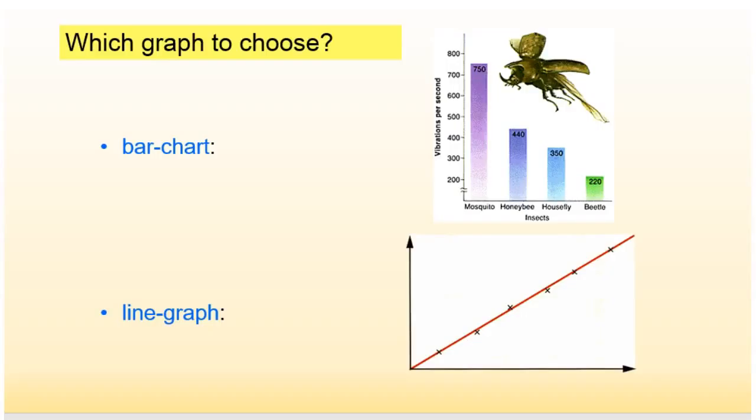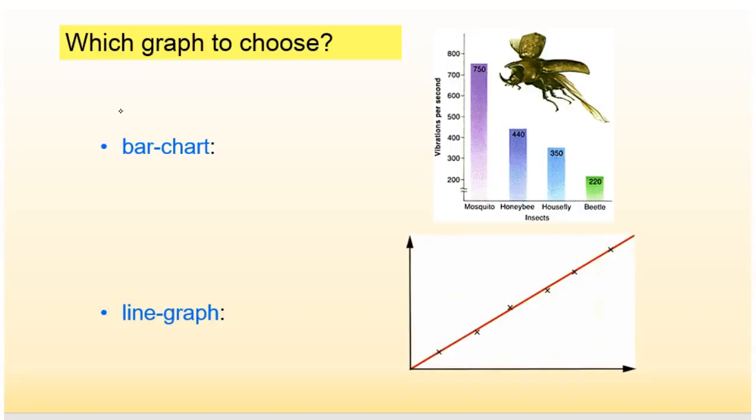Essentially, if you've got what we call discrete data, where you have different groups of data that you are comparing, then you will choose a bar graph. That is when your independent variable falls into different categories or groups.